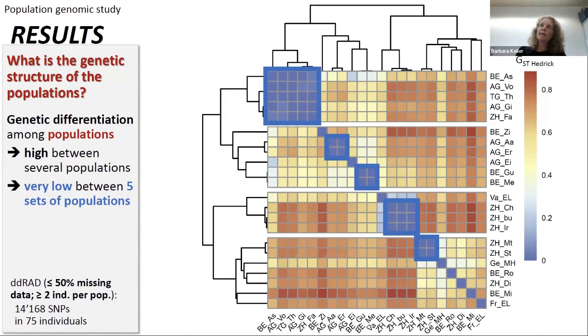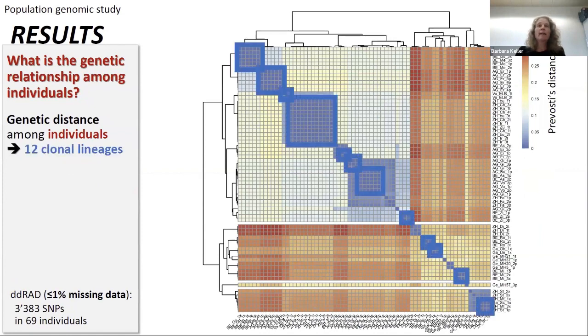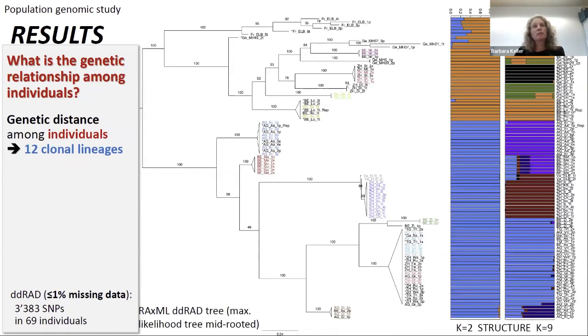After that, we zoomed in at the individual level and looked at the genetic distance between individuals. Again, we saw that some individuals were highly distant to each other genetically, others in blue were very similar. In fact, we identified 12 clonal lineages in our data set. And when we look at where these clonal lineages occur on the phylogenetic tree, I hope you can see the colors, then in each clade, 1 or sometimes even 2 clonal lineages were present.